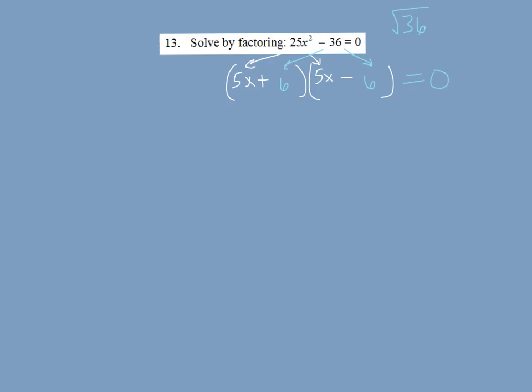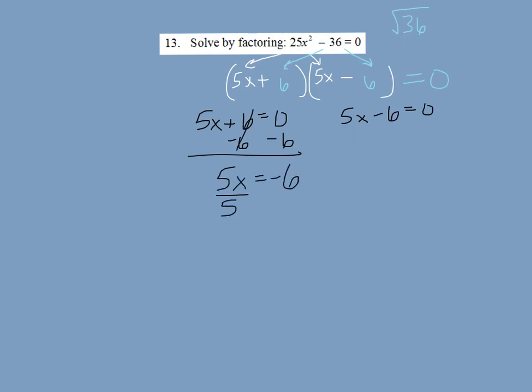And you're going to go through and you're going to set each of these on their own, equal to 0, and you're going to solve. So this first one, I'm going to subtract my 6. But I'm not done yet because I still have 5x equals negative 6. And I don't want that. I just want x by itself, which requires division. So I get x equals negative 6/5. That's one of my answers.